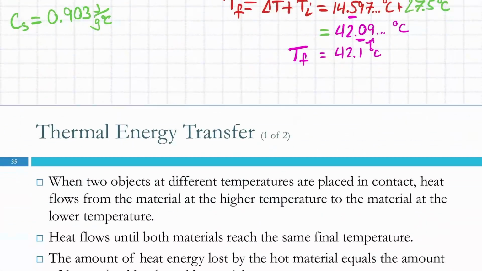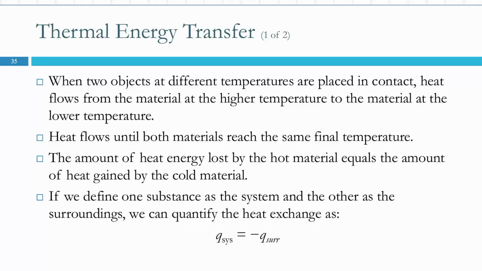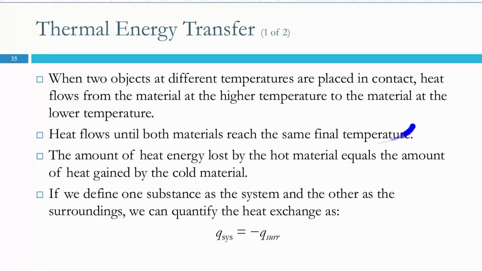All right. So if you take 2 objects at different temperatures and you put them in contact, heat will flow from the material with the higher temperature to the material with low temperature. This is something that we inherently know. If you touch a hot pot, the pot is hot, so it transfers heat into your hands and you get burned, depending on how hot it is. Heat will flow until both materials reach the same final temperature.